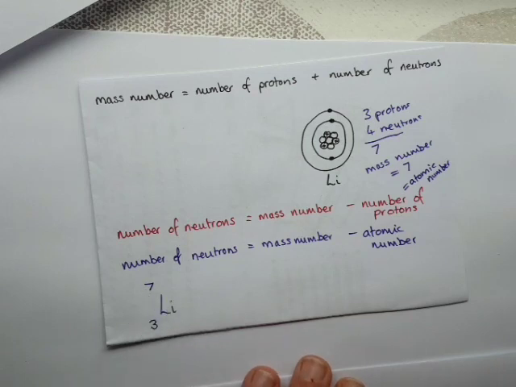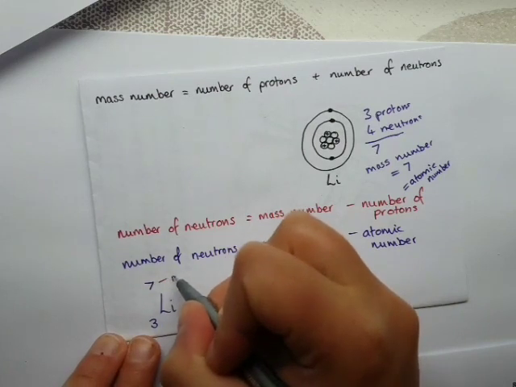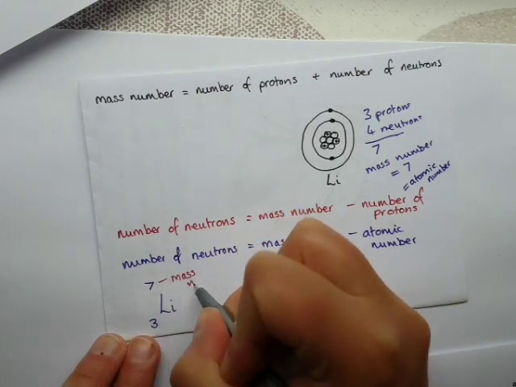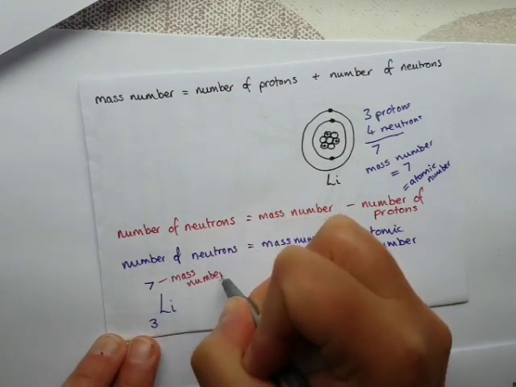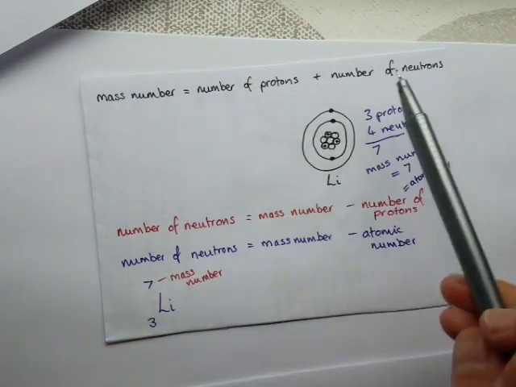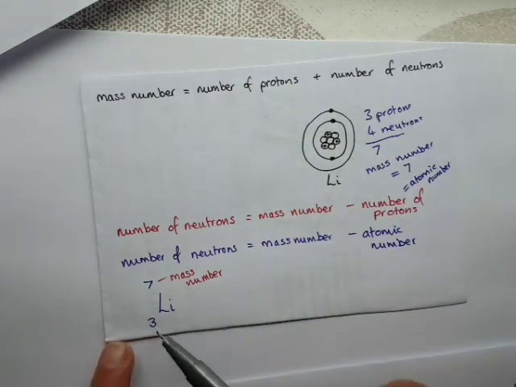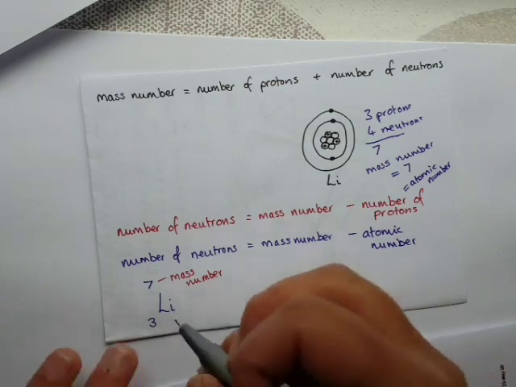The top number is always the mass number. You can kind of remember it, I think about it as the mass number is always the higher number and the top number is higher up on the page. So the top number is the mass number. And remember the mass number is the number of protons plus the number of neutrons. The bottom number is the atomic number.